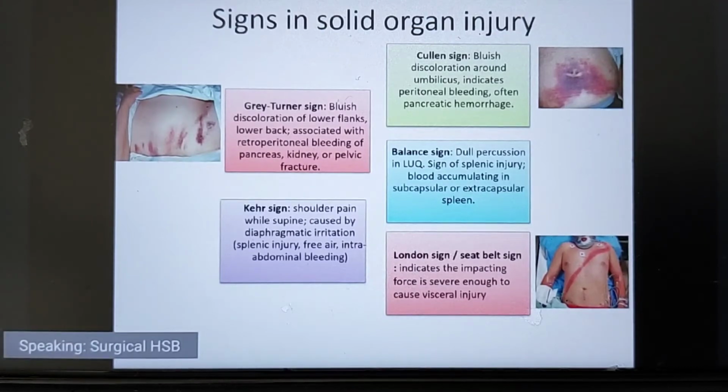And we can also find, which is very rare actually, the seat belt sign, also called the Lap belt sign as well. It shows the severe impact of the force during the trauma.